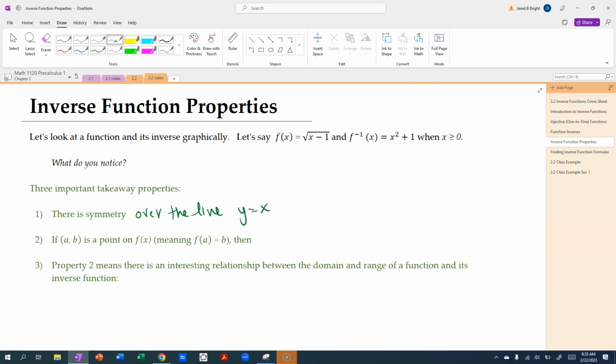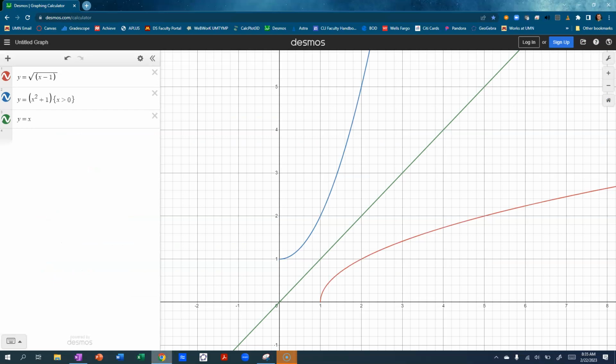So that's interesting. If we continue looking, what I notice here is that this graph, my original function, starts at the point (1, 0). This one starts at (0, 1). And that makes sense, because if I mirror over the line y equals x, I'm interchanging the x and y values, because I'm literally saying y is now x and x is now y. That's what mirrored over that line means.